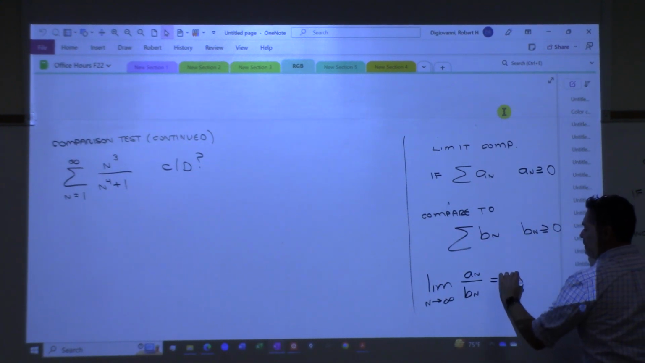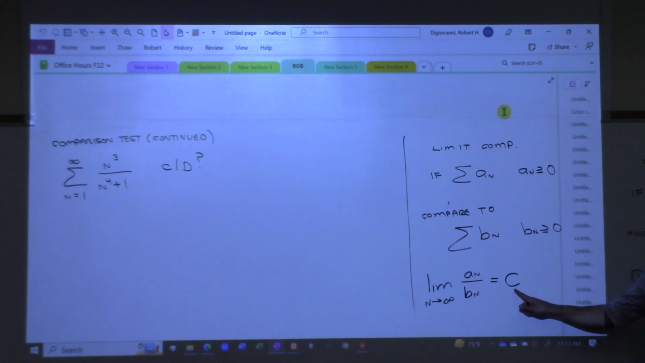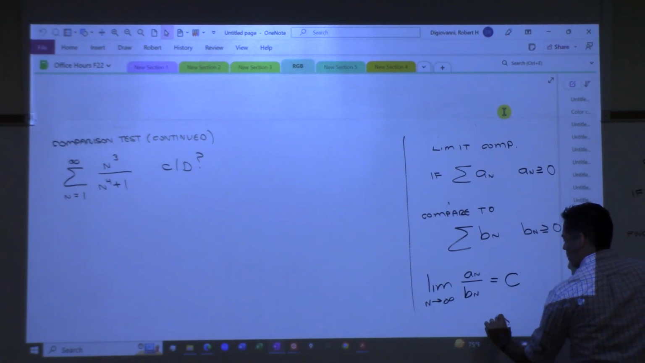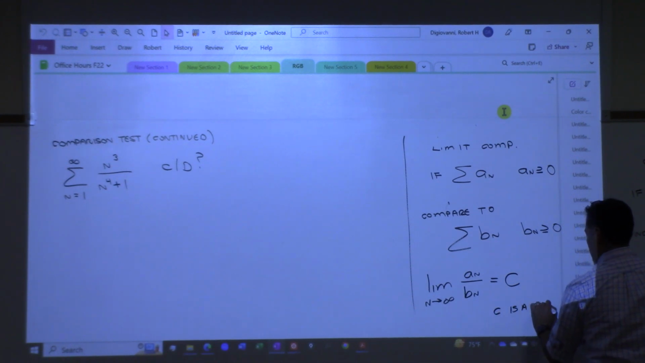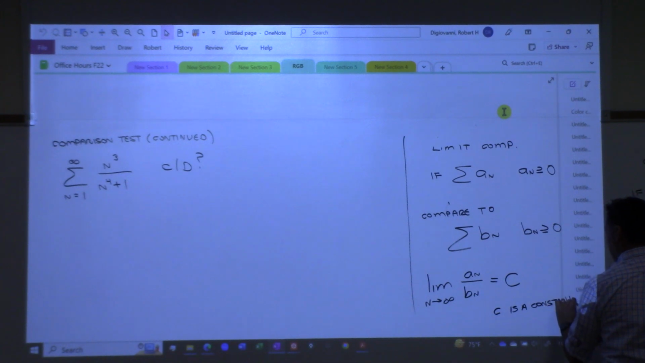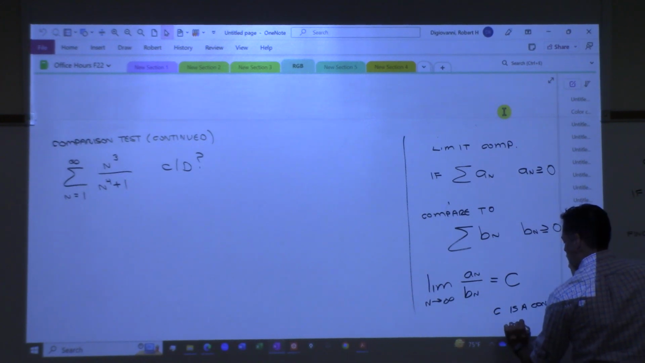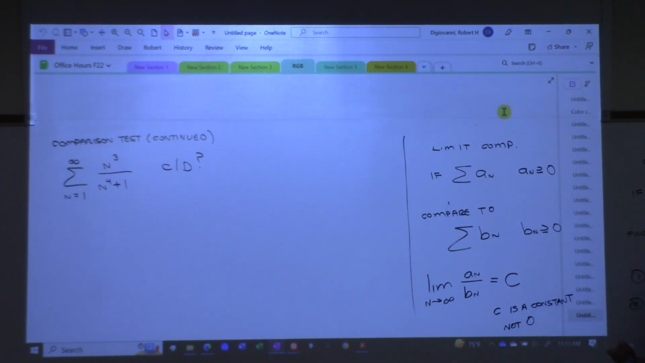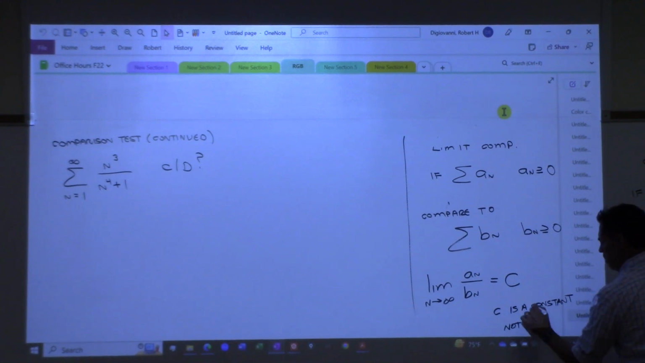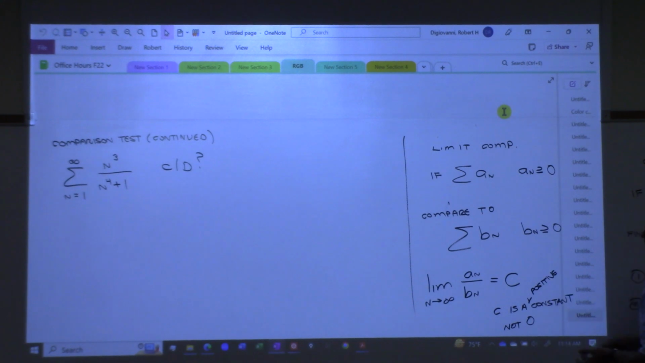And what you're hoping for is that you get a constant. Okay? You need this to be a constant. Hold on. So c is a constant, not 0, okay? Sorry, it should be a positive constant. C is a positive constant, which it should be anyway because these are both positive terms, but it's a positive constant, not 0, not infinity.